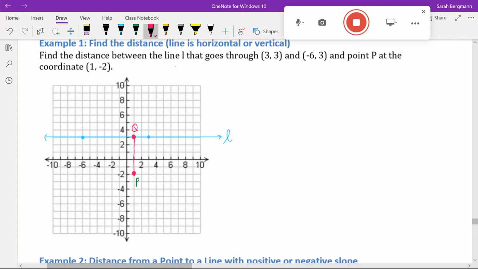I know that distance for a vertical line is pretty simple. All I need to do is count how many units it crosses. 1, 2, 3, 4, 5. So the distance is equal to 5 units.